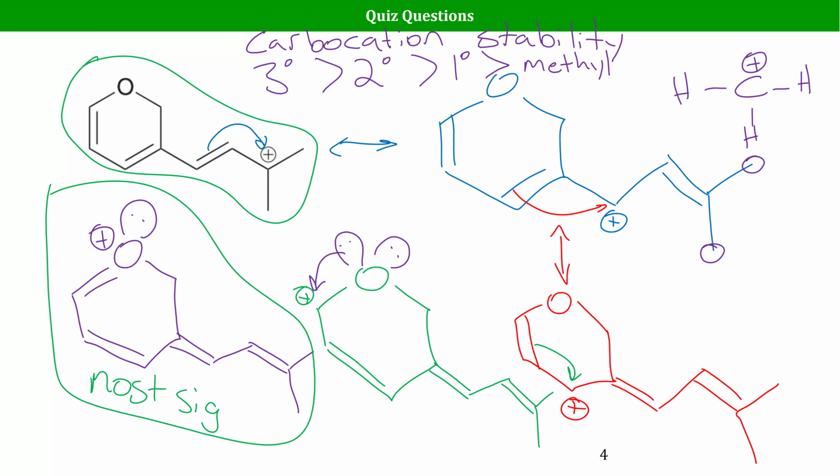So what I would have been really looking for, all I was looking for on this quiz, since we didn't get into carbocation stability beforehand, was just that the purple one was better than the rest.